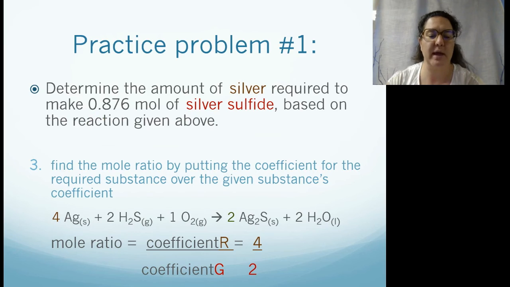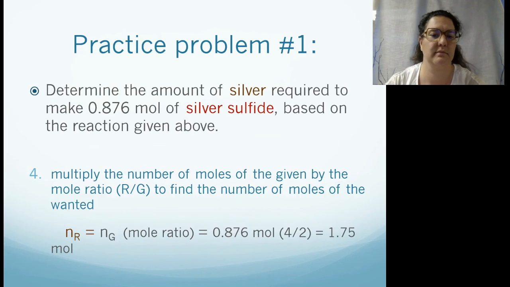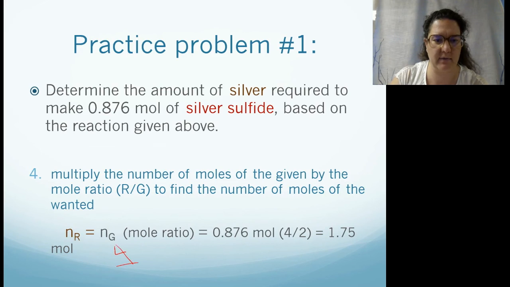So find the mole ratio by putting the coefficient for the required substance over the coefficient for the given. So this is the coefficient that balances our equation. So we have 4 moles of the required substance for every 2 moles of the given substance. So before we go to this step, we can keep our 4 over 2. So for some of you guys who like cross multiplying and dividing, 4 over 2 is equal to x over 0.876. So that's what we're going to be rearranging.